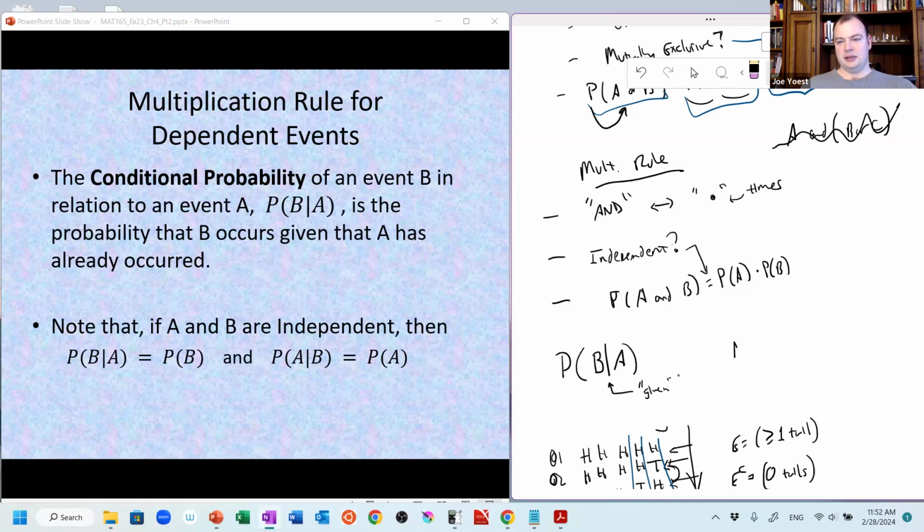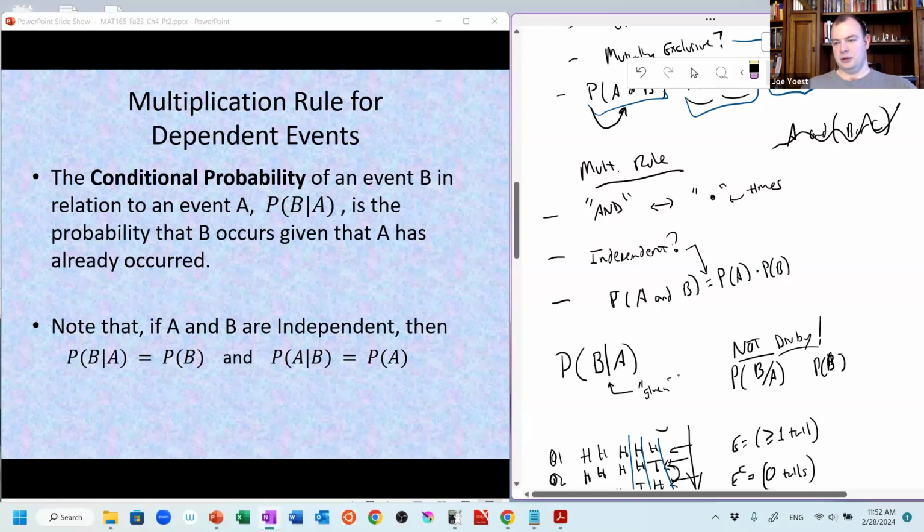This is not a divided-by line. It's not like probability of B over A, or probability of B over probability of A. It's not like this. This thing, B vertical line A, B given A, is an event. It's an event that's related to both B and A, the same way that an event like A and B, or A or B, is a different event that's related to both component events.